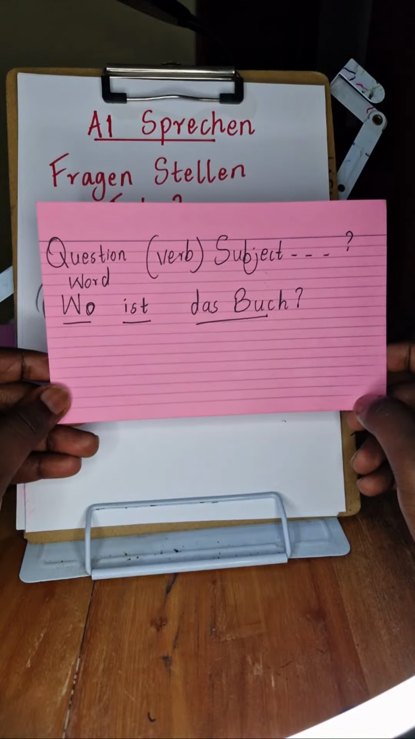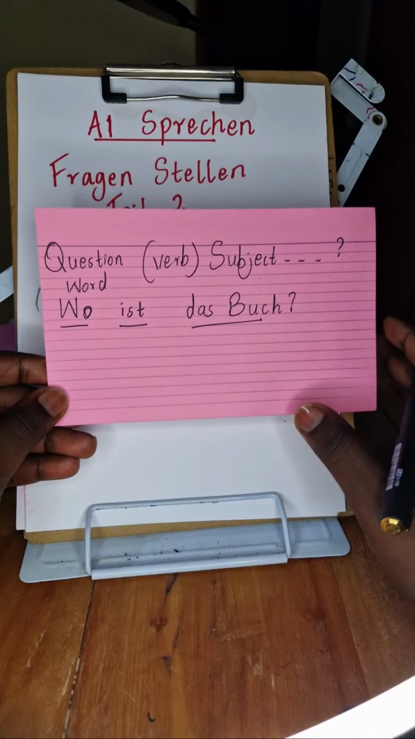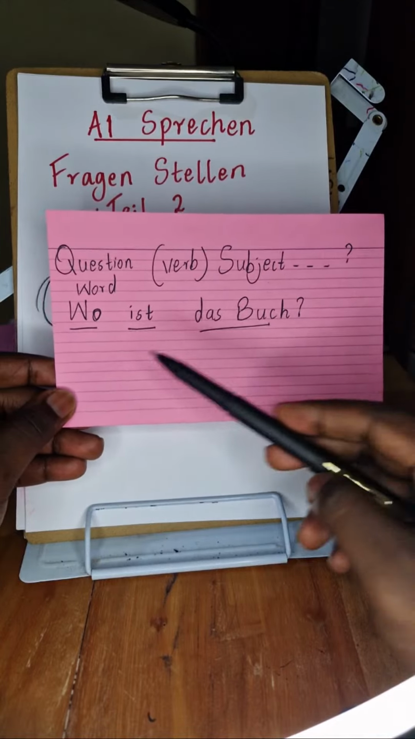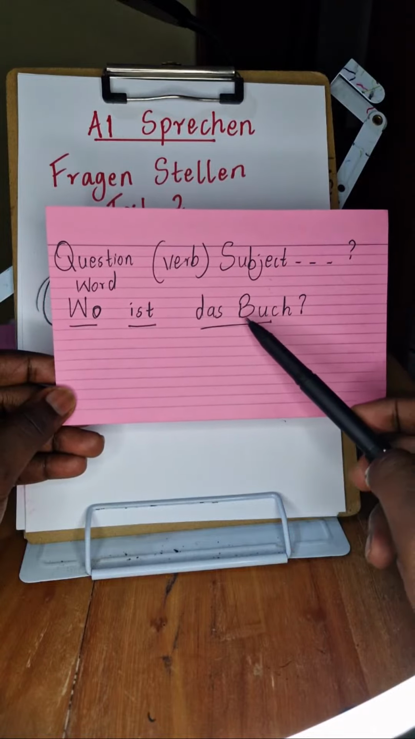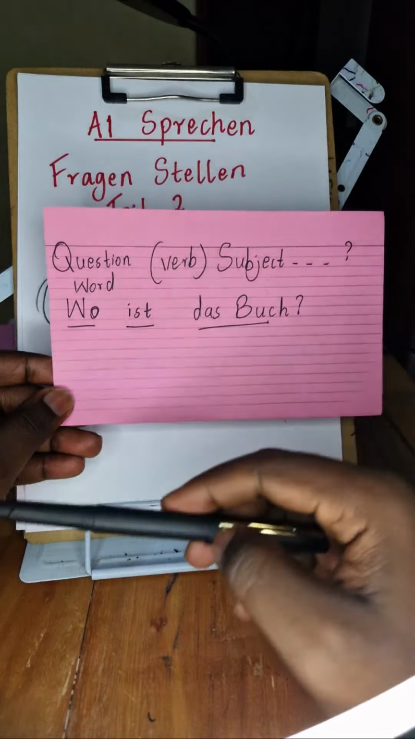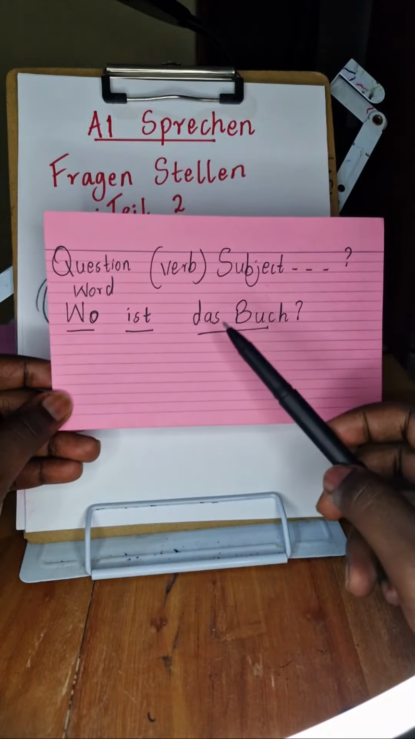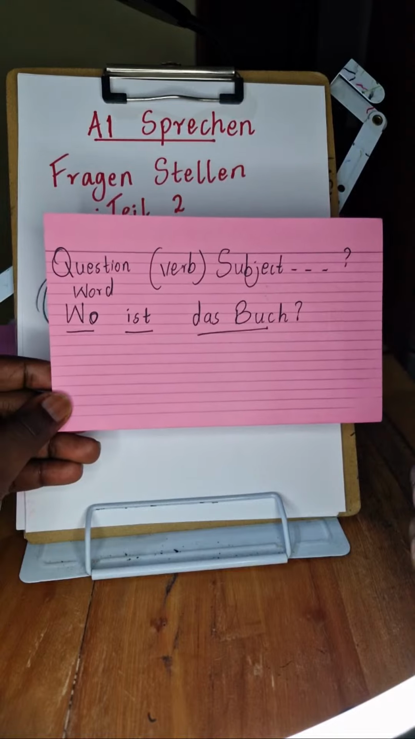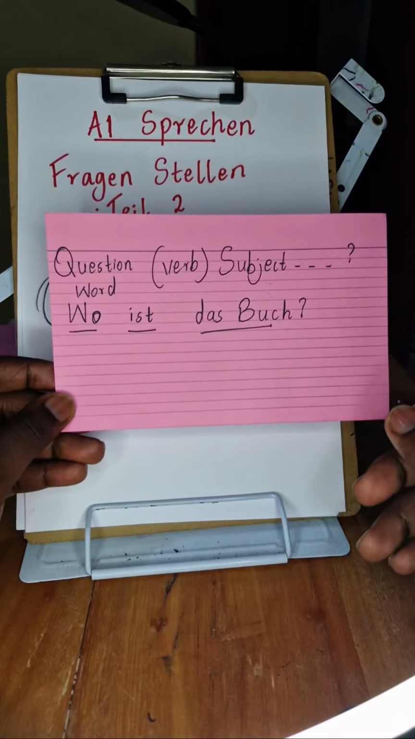Where is the book? Now, the good thing with these types of questions is that you could answer using the person's words. Wo ist das Buch? Then I answer, das Buch ist here. Right? Wo ist das Buch? Das Buch ist in Peter's house, etc.